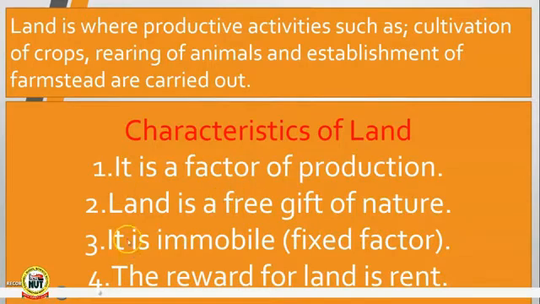Is that taken? Number three: land is immobile because it is a fixed factor. You cannot move land from one place to another. You cannot pick the land from your village to the city because the land in your village is more fertile than the one you have in the city, or pick the land you have now in the city and take it to your village because the one you have in the city is more fertile than the one in your village. It's not possible because land is immobile. Good. Number four.